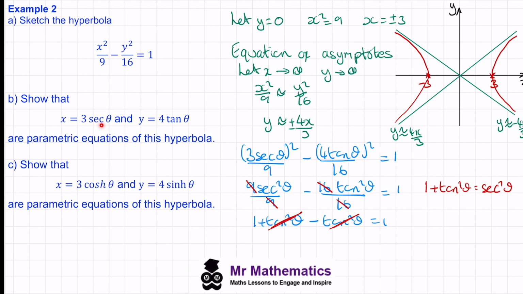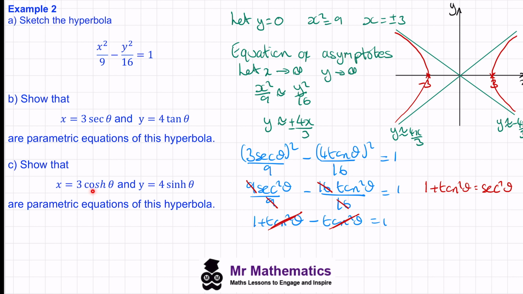So these are the parametric equations that will give us this hyperbolic Cartesian equation. But we can form this Cartesian equation with a different pair of parametric equations. We can use x equals 3 cos theta and y equals 4 sine theta. I can show you why this works.